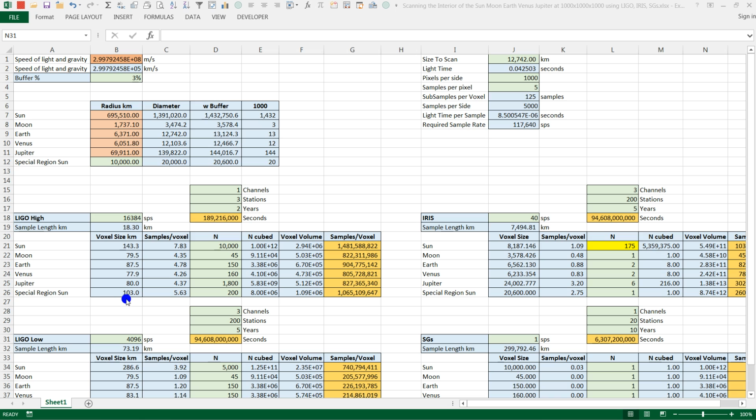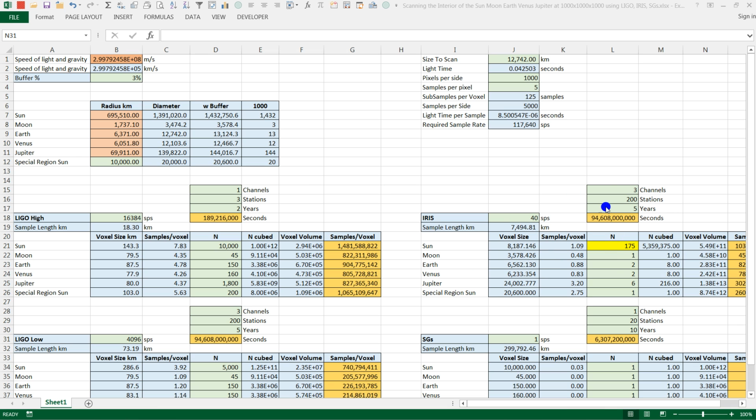Using several different networks. One is a relatively small one. It's LIGO operating at high sampling rate. They have 16,384 samples per second, and they basically have one channel is all that they're using. Unfortunately, they only have one. Well, actually, they have two seismometers that can be used as gravimeters, but that really belongs in the IRIS.